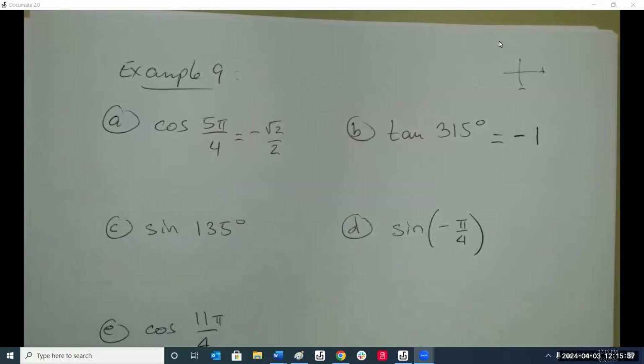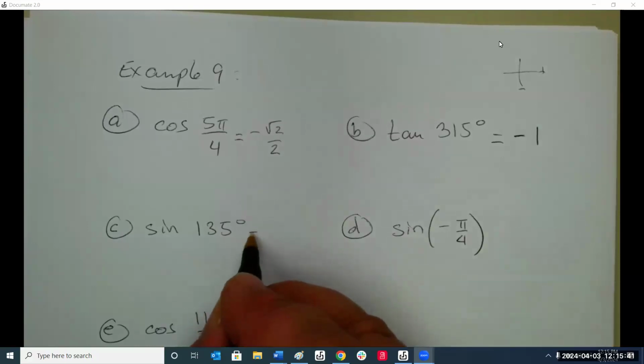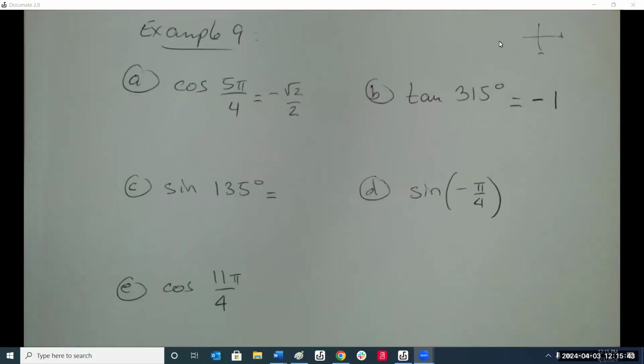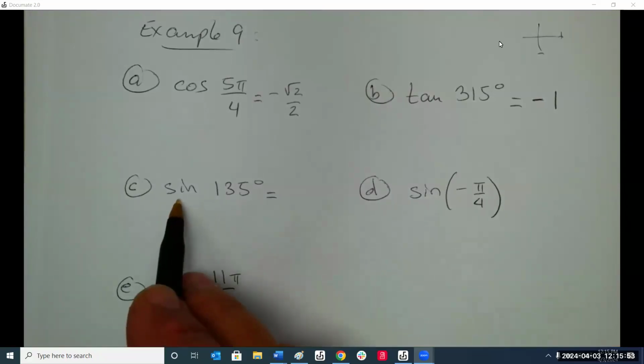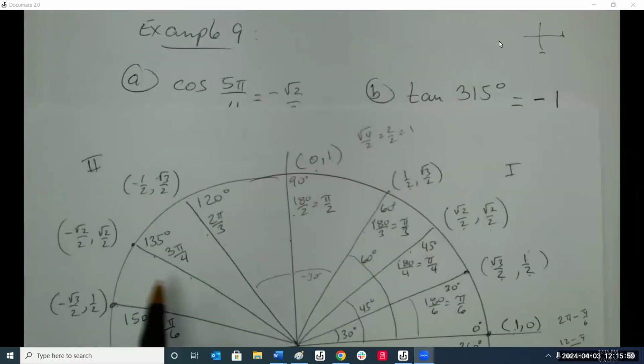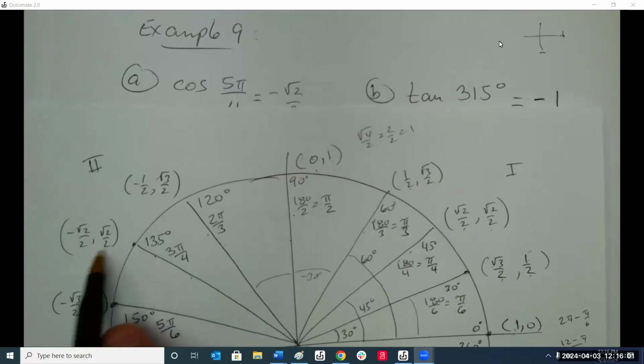Sine of 135. 135 puts us in quadrant 2, because it's less than 180, greater than 90. Since sine is going to be positive in the second quadrant, sine of 135 is radical 2 over 2.